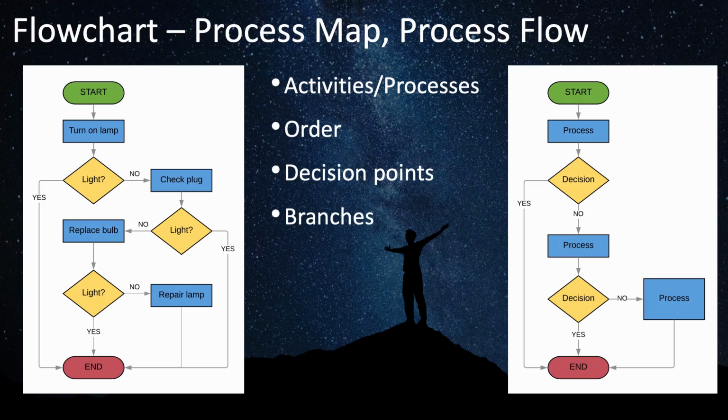The first step is to turn on the lamp and see if it works. And if it does, you're done. This is the typical path through this flowchart, in which there are no issues or complications. And so this path is sometimes called the happy path. On the other hand, if the light doesn't come on, the flowchart branches to have you check the plug. And if that works, you're done. Otherwise, you branch to the step of replacing the bulb and possibly having to repair the lamp.